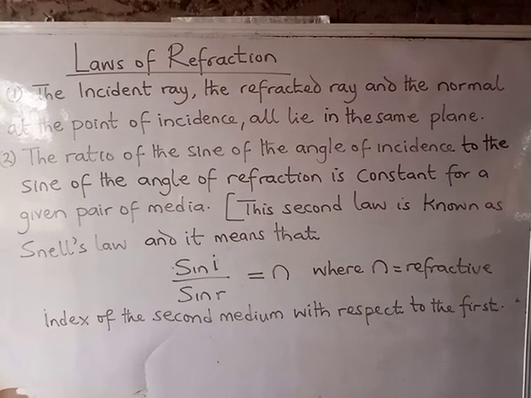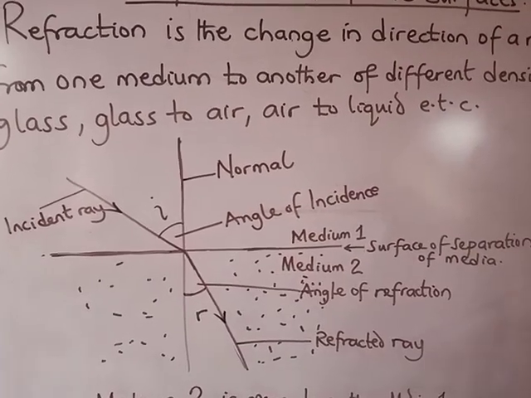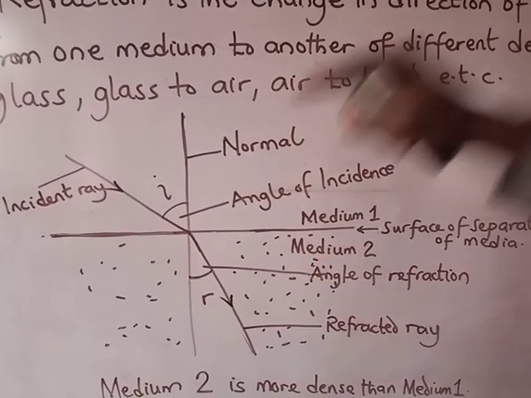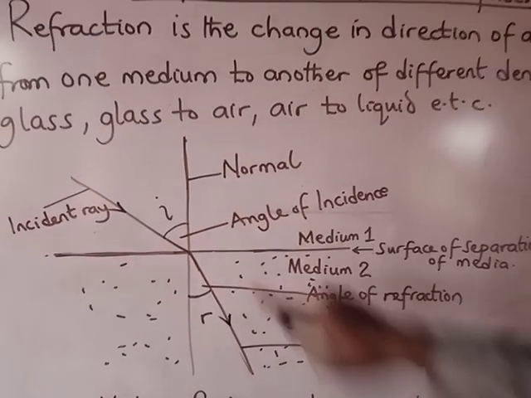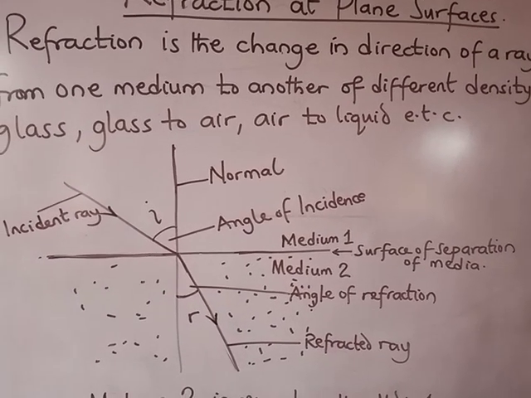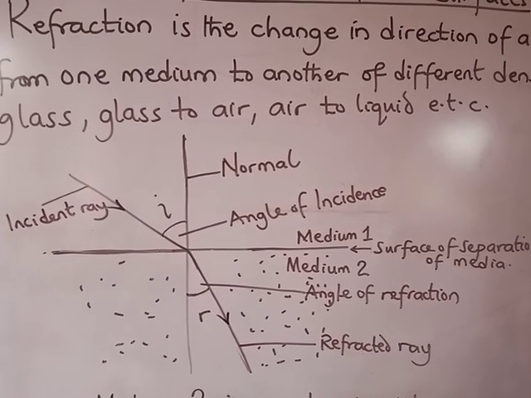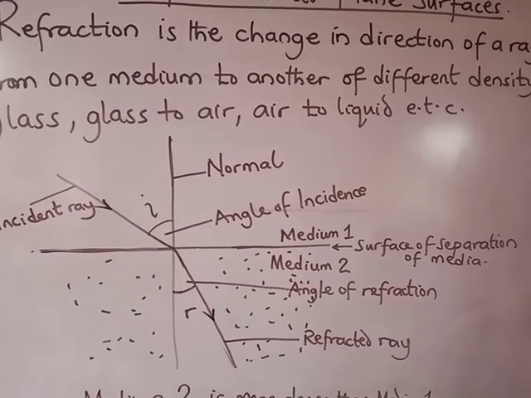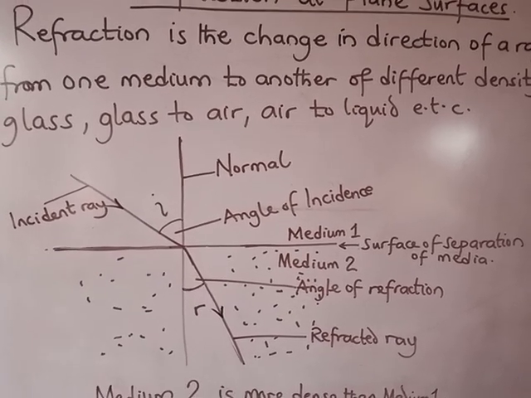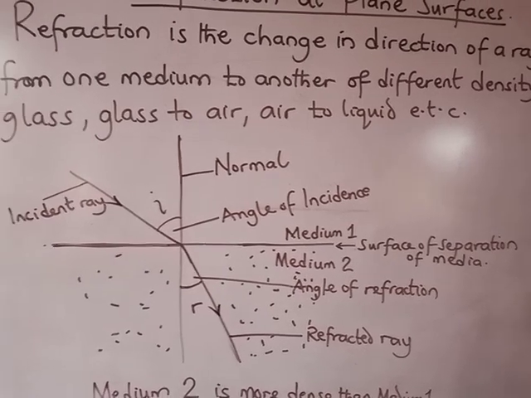What did I say? Please, let's go back to the sketch. The incident ray, the refracted ray, and the normal at the point of incidence all lie on the same plane. So that's the laws of refraction. You should note that. Now we are going into some applications of refractive index, how you can make use of it to solve some questions and for some calculations. So let's do that now.